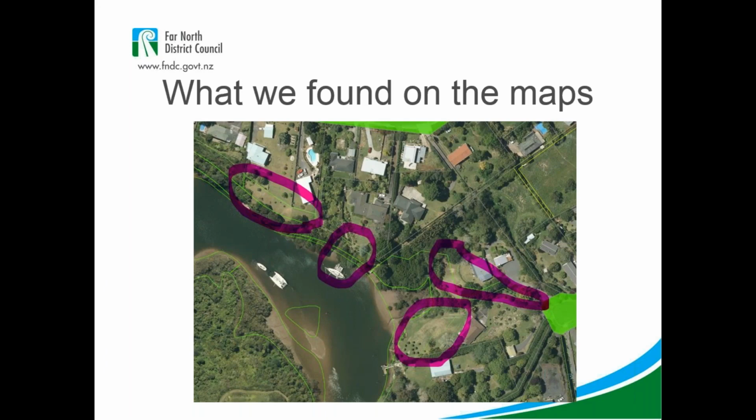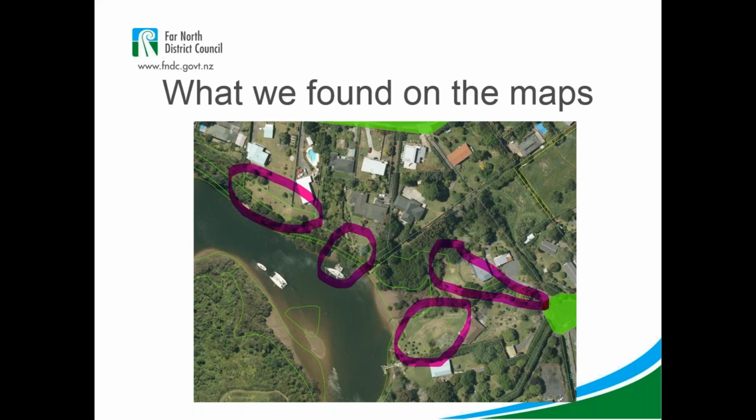So when we looked at the maps in detail, we also found some very interesting things. One of the main things we found, a lot of our assets were not on our land, or at least our open space land. A lot of it was actually on dock reserve or road reserve.